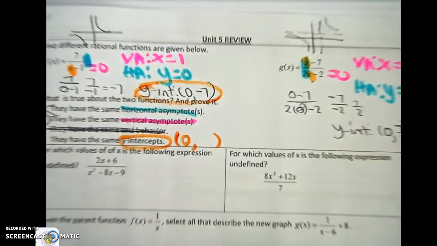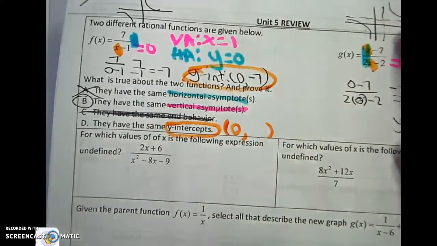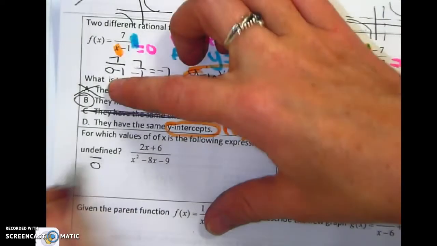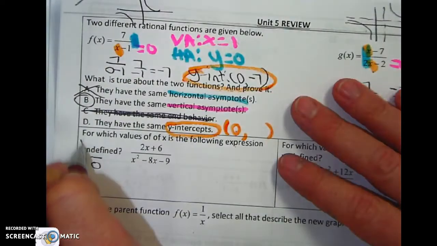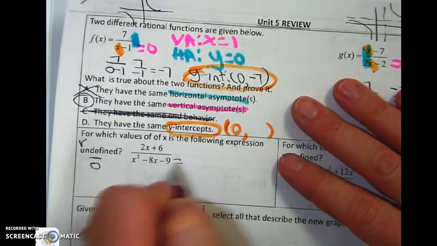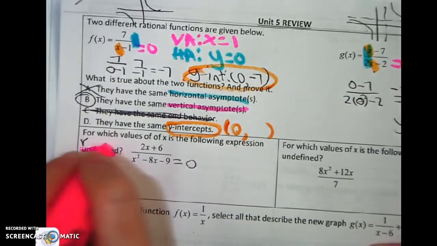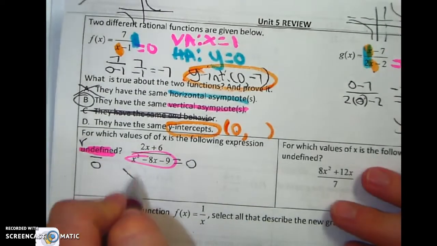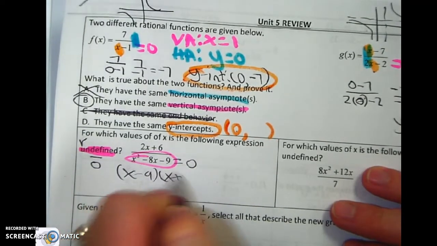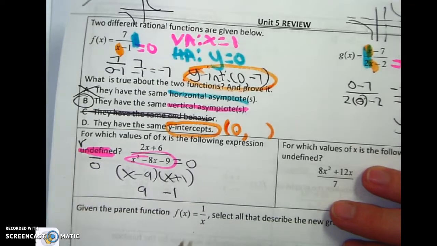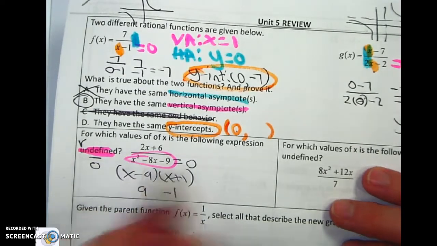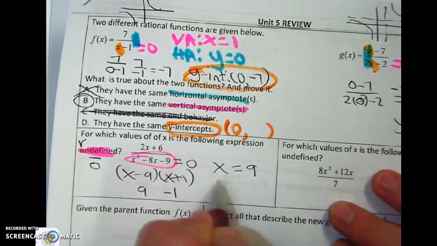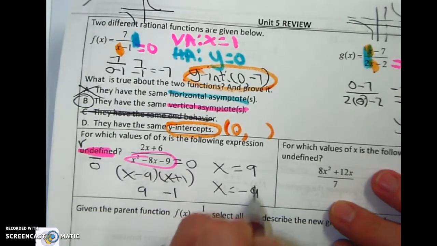For which values of x is the following expression undefined? Remember, undefined is when the denominator is 0. I'm pretty much asking about the restrictions. So I'm going to set the denominator equal to 0. So let me highlight that because that reminds me of my VA. And I'm going to take that and set it equal to 0. X minus 9, x plus 1, 9, and negative 1. So the values that make it undefined are x equals 9 and x equals negative 1.